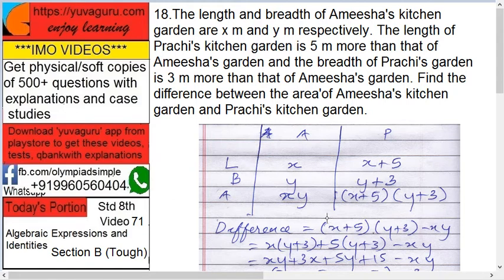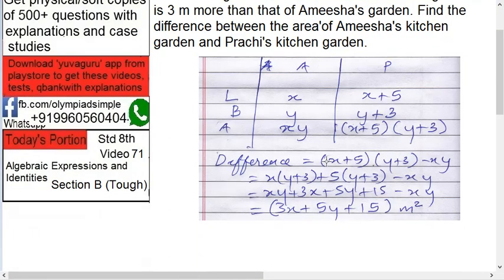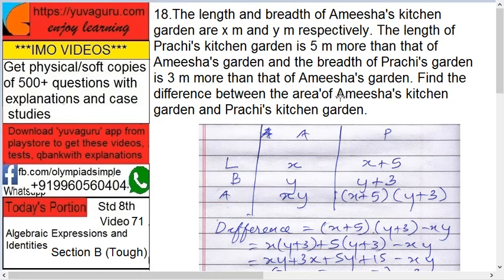Now the difference is (x plus 5) into (y plus 3) minus xy. Simple. Solve the brackets: x into (y plus 3) plus 5 into (y plus 3). So you get xy plus 3x plus 5y plus 15 minus xy. So xy gets cancelled. 3x plus 5y plus 15 meter square is the difference between the areas.